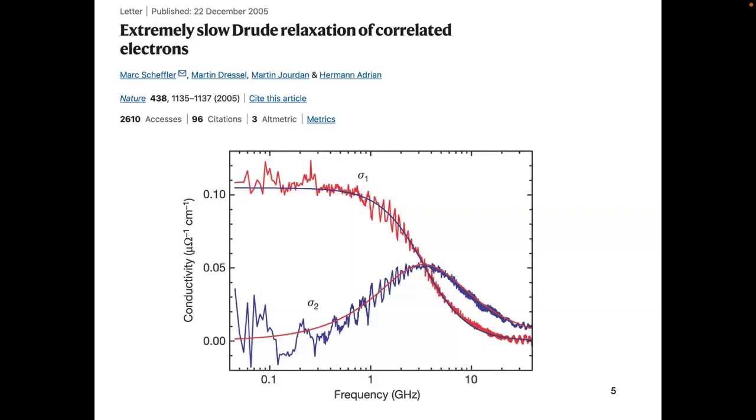And it also tells us that there are going to be different frequency scales telling us different things. We may see, in both cases, we saw Drude response, but we saw very different functional forms.